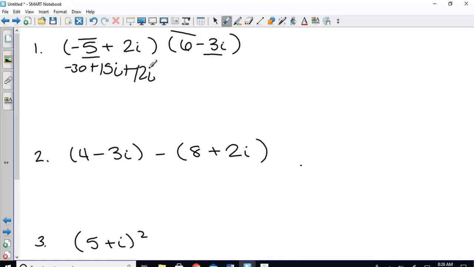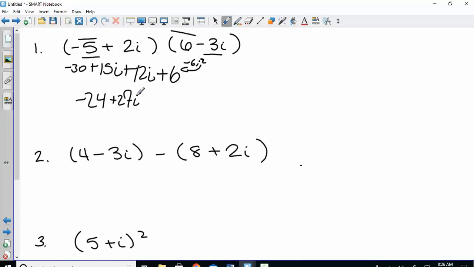Foiling. So we get -30 plus 15i plus 12i. Ryan, you with me? Yeah. At the end it would be -6i squared, which becomes +6, because we know i squared is -1. So add like terms, and we get -24 plus 27i.